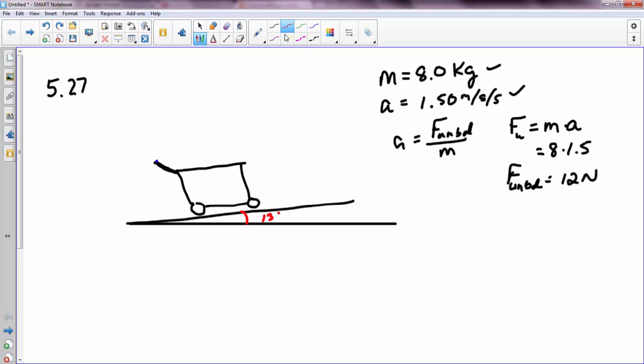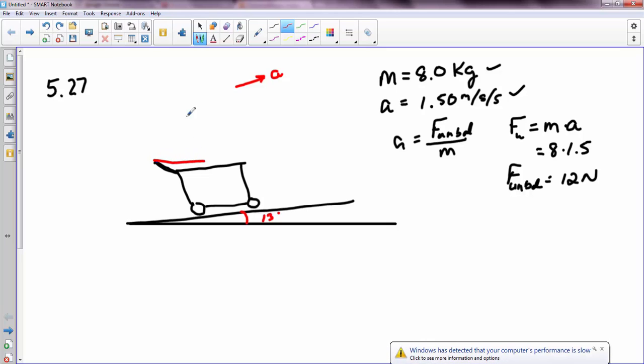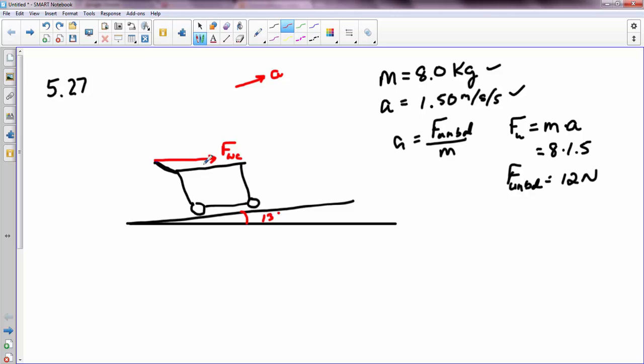So remember my acceleration, I'm going to draw it way up here because I don't want it to get confused with a force vector. My acceleration is up the ramp at that 13-degree angle. The woman's force is a horizontal force, like this. So that's the force of the woman on the cart. She's not pushing along the ramp, she's pushing horizontal. So we have to find a component of that that is parallel to the ramp.